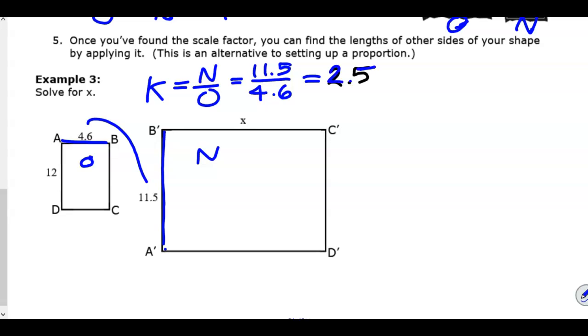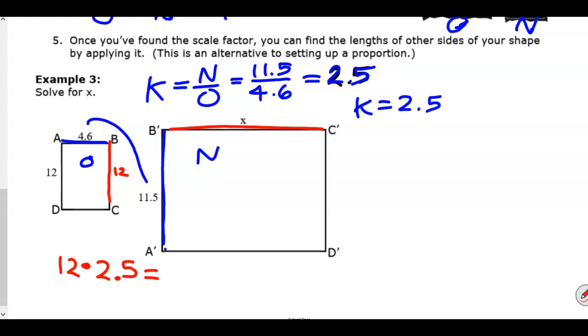All right, so my scale factor, my k, is 2.5. So if I want to find B prime C prime, I'm going to have to multiply BC, which matches with 12, times my scale factor. So let's take that 12 times the scale factor of 2.5, and I'm going to get, what is it, 30? 30. You can first find the scale factor, multiply the side you know to get the one you don't know. Now, that's one way to do it.